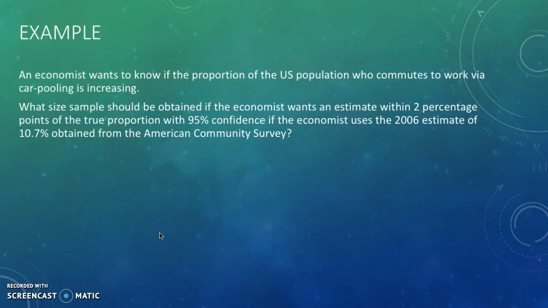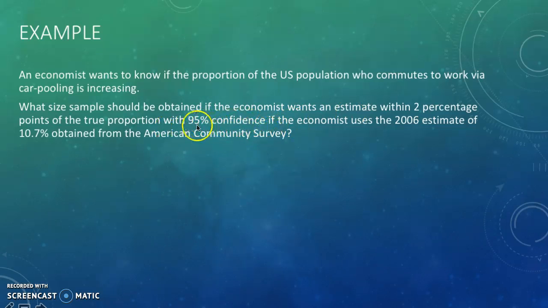So what's annoying about this is trying to figure out what they're actually telling you. So I'll break it down one point at a time. The first thing that they tell you up here is that the economist wants an estimate within 2 percentage points. When they say within, that's giving you a clue that they're about to tell you the margin of error. So this is telling us that the margin of error is 2 percentage points. 2 percentage points is the same as a decimal value of 0.02, because 2% is 0.02 when in decimal form.